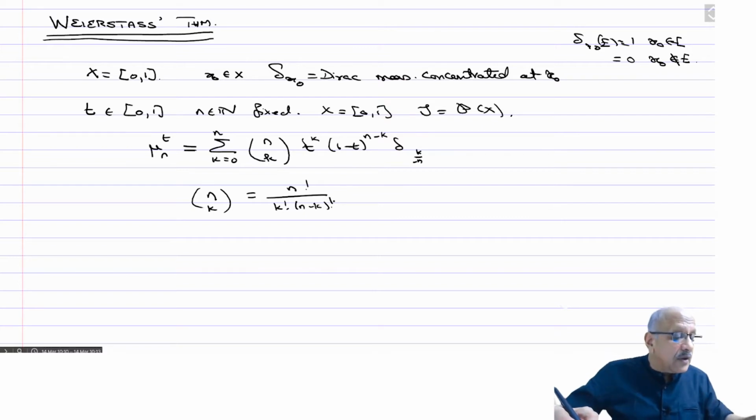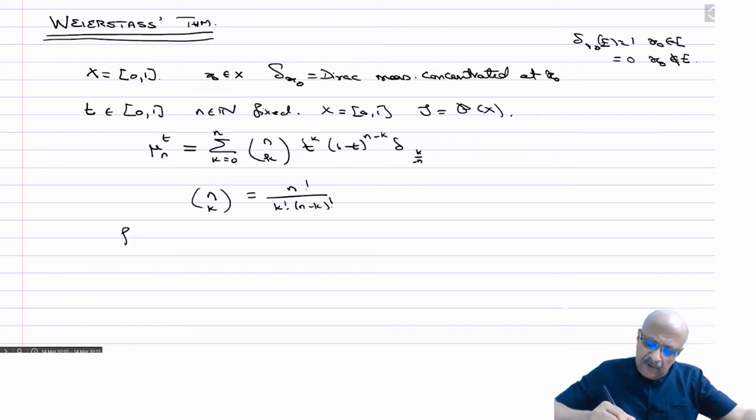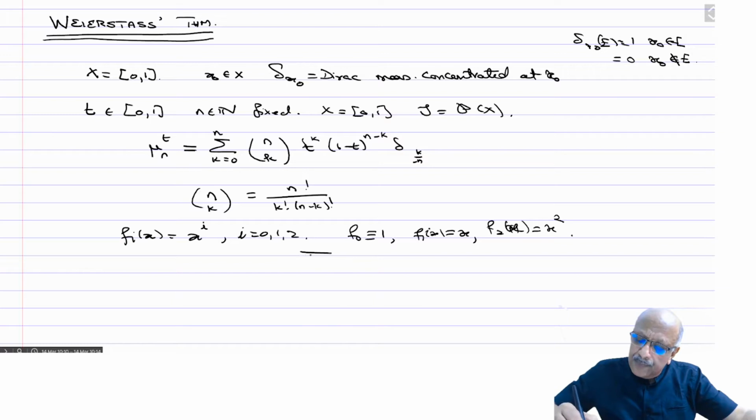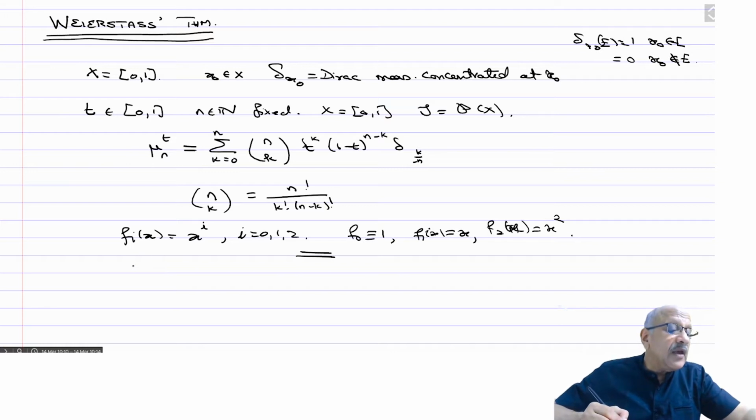So let us define f i of x as x power i, for i equals 0, 1 and 2. So f naught is identically 1, f1 of x is x, and f2 of x equals x square. So we will now compute all these integrals of these functions with respect to this measure. So it's a good exercise in computing these things.